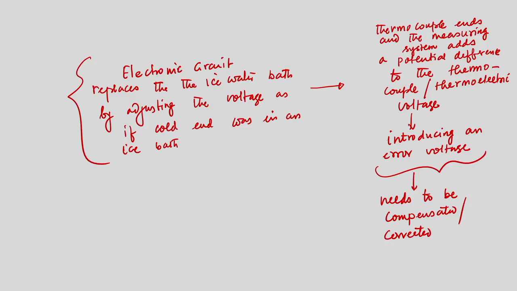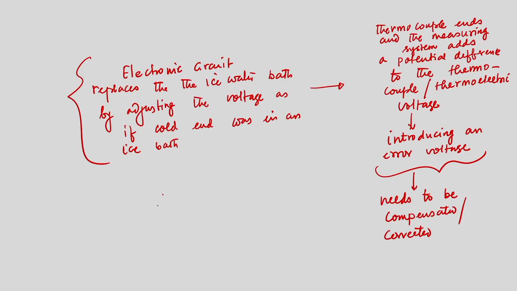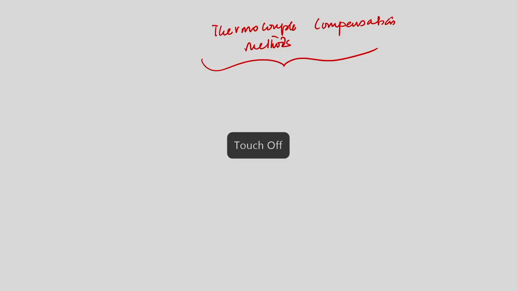And now we will move to see what are the different methods available to compensate that error voltage. So, now we will move to see the thermocouple compensation methods, and this is sometimes known as cold junction compensation, that is CJC. Okay. So, next we will discuss the different methods which are available for the thermocouple compensation.